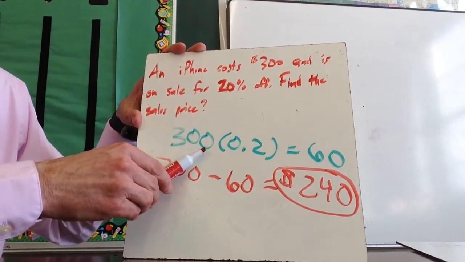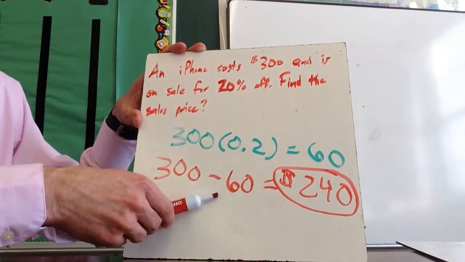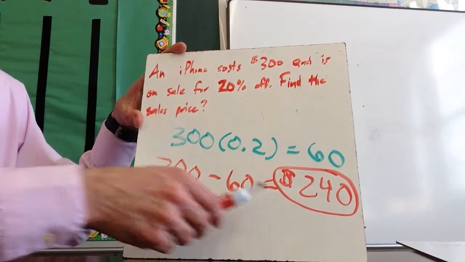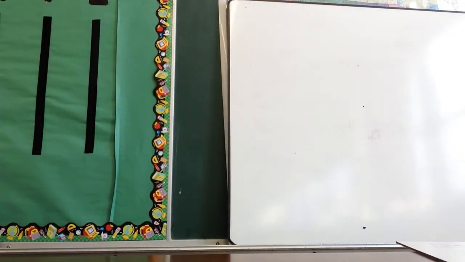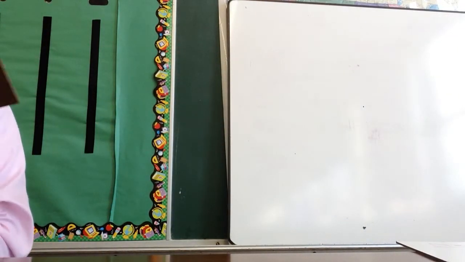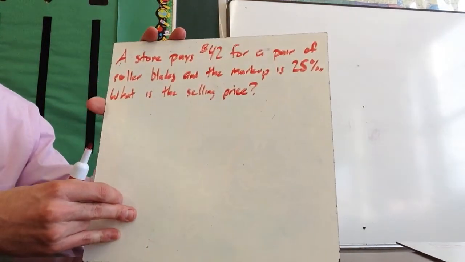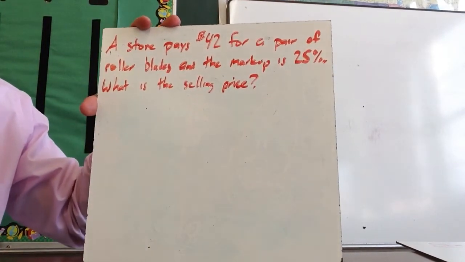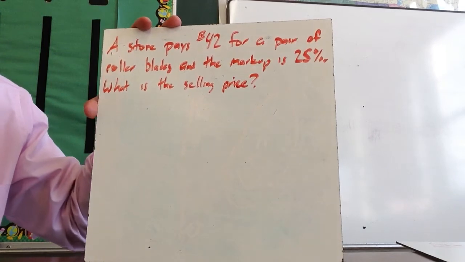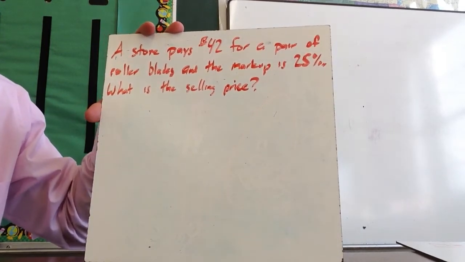So I found 20% of 300, which is 60, and I subtracted it from the 300 to find what the phone costs now. Okay, and then the final problem is a markup problem. A lot of times what stores do is they buy something at one price and then they sell it for a different price. Obviously, they need to make profit. They have to pay for the building, pay for the lights, right?